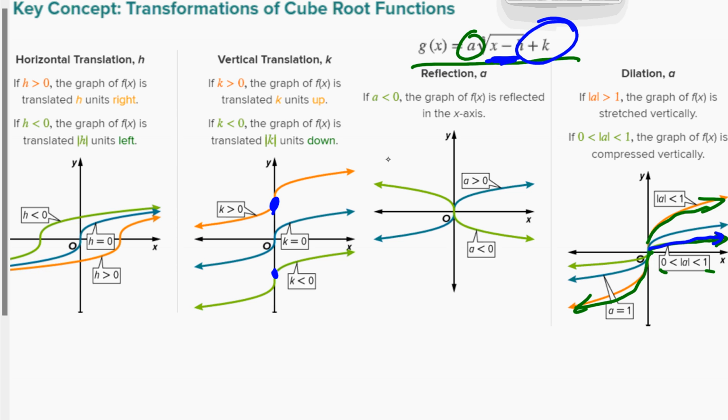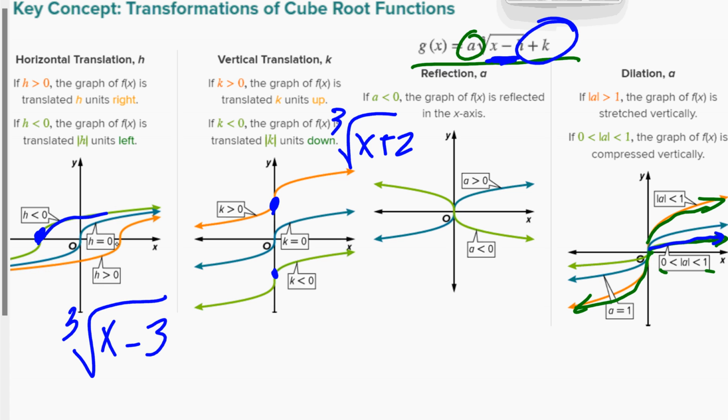And then what happens on the inside is the opposite. So if I have the cube root of x plus 2, it's actually going to move it left 2 and then look the same way. And if it's x minus, say, 3, the cube root of that, it's actually going to move it right 3, and then do the same thing. So it can move left, right, up, down, stretch or shrink, and it can reflect and go a different way if there's a negative in front as that A. That's the basic idea of cube root functions.